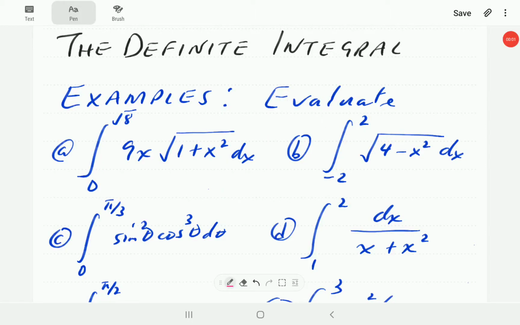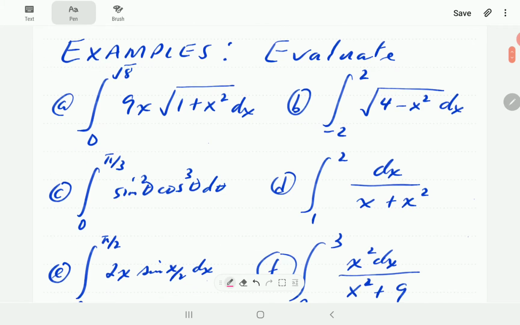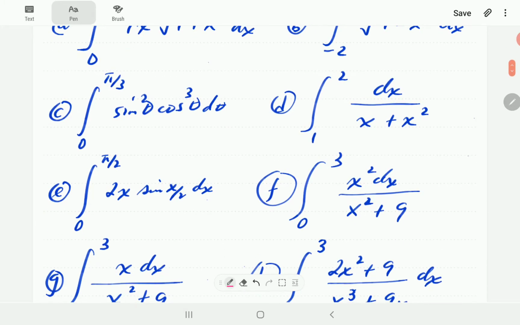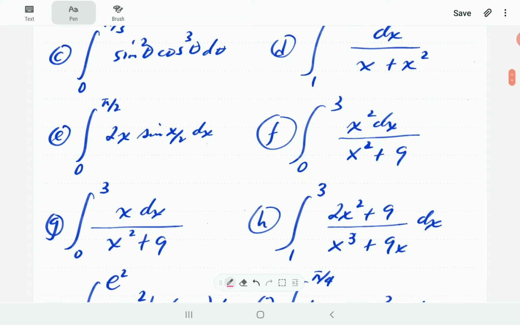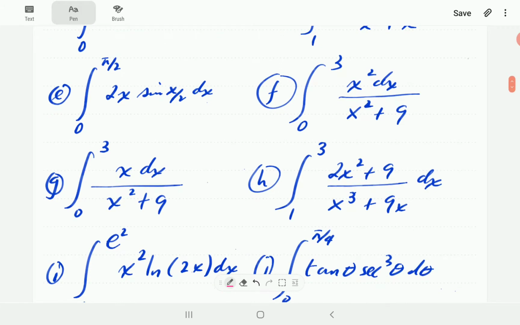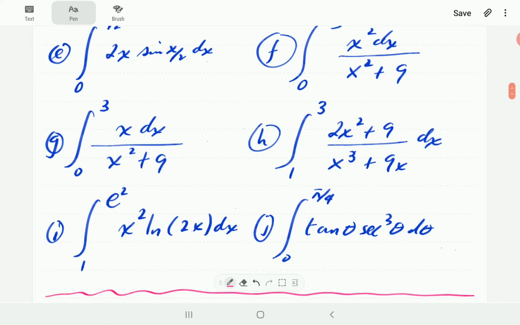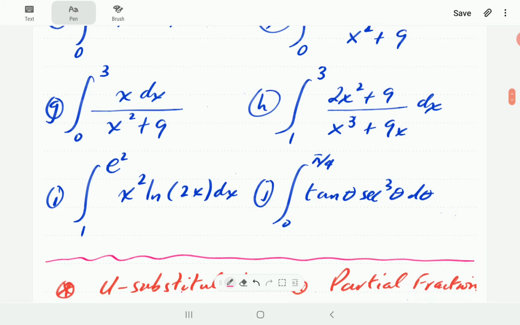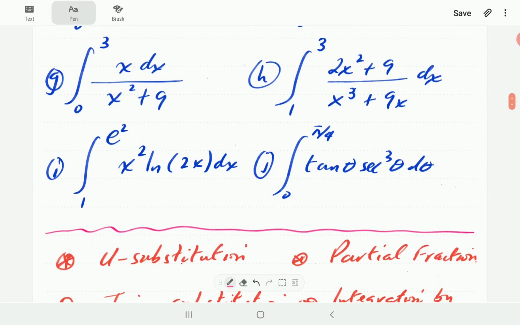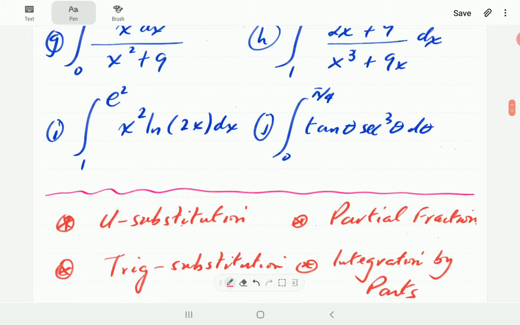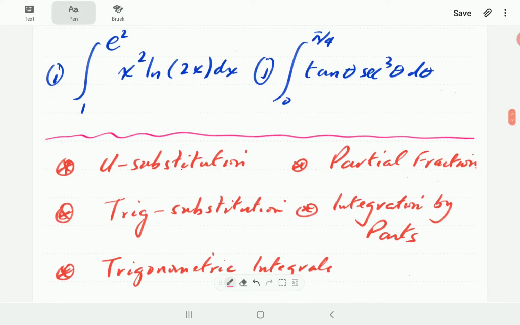Okay, in this video we continue with the definite integral. We're going to work through these examples here. There are 10 of them. Now you're going to notice that these examples are going to be a bit more challenging than the examples we started with in part 1.